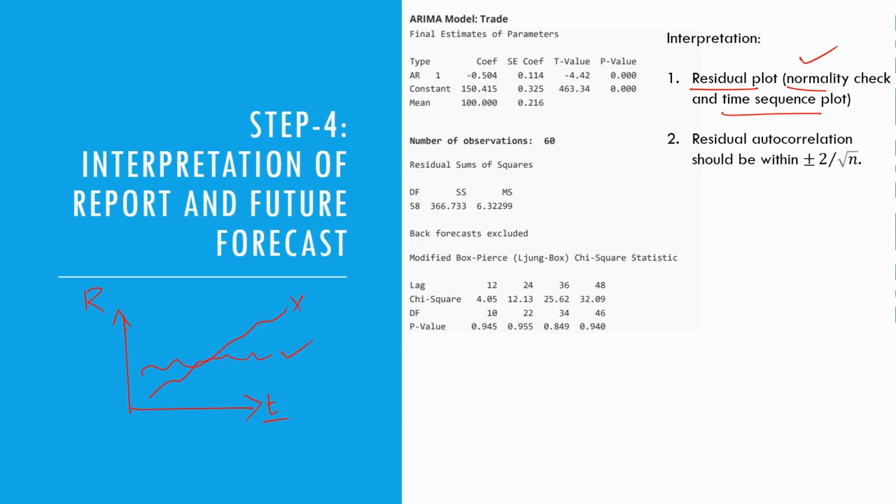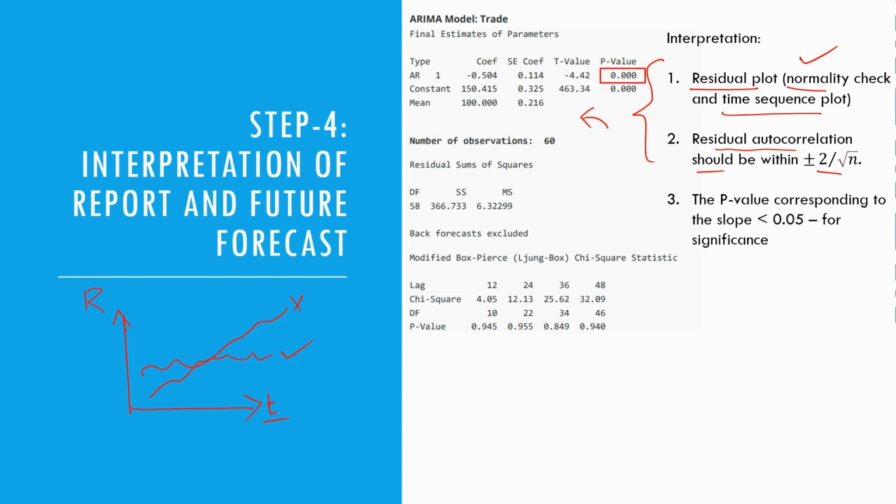What is the next one? The next one is that the residual autocorrelation should be within plus minus 2 divided by square root of n. This is the second check. These 2 checks you cannot perform using this report. You have to take the residual graph for that. Then the third one is the p-value corresponding to the slope. What is the slope? This is the regression line, and this is the slope coefficient. The p-value next to the slope coefficient should be less than 0.05 in order to make this model significant.